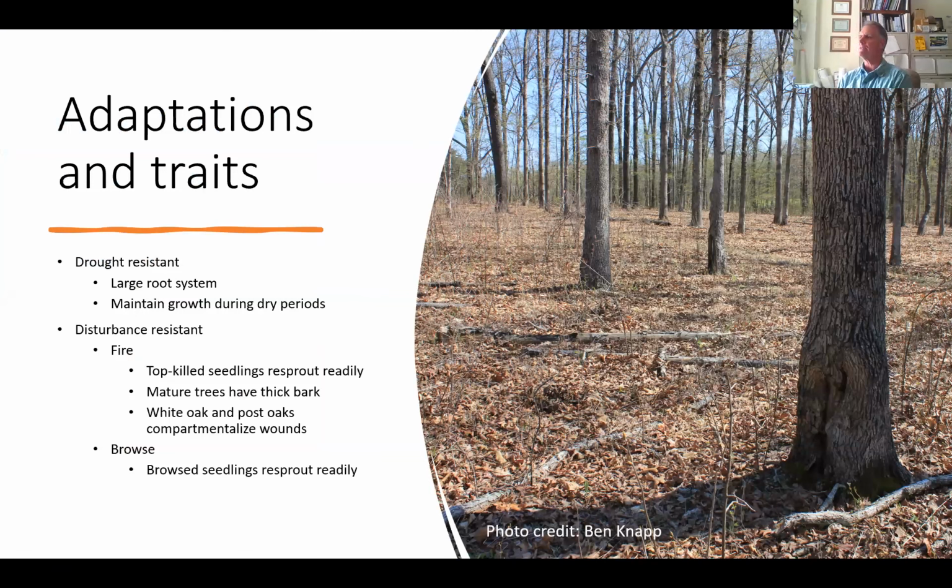dry sites. Oaks are also very disturbance resistant, whether that disturbance be fire, which has the ability to top kill seedlings, but the top killed oaks, because of those large root systems that they have, will resprout readily and continue to grow in that stand. Also, many species of mature oaks have very thick bark. This helps them resist any sort of damage or mortality caused by fire that should occur in those stands.